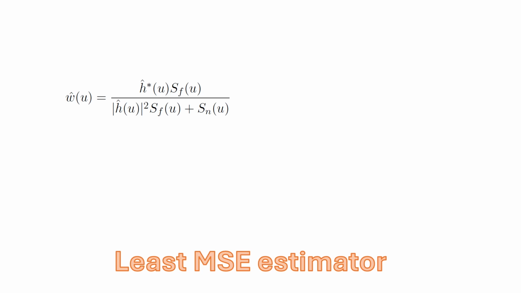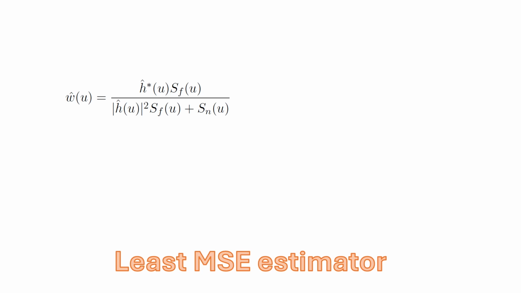It's equal to the conjugate of the transfer function times the power spectral density of the signal divided by the magnitude of the transfer function squared times the signal plus the noise. So here, if H somehow went to 0, then W would go to 0. So we're not going to estimate the signal for frequencies where the transfer function is equal to 0.